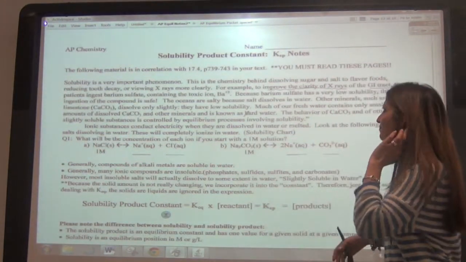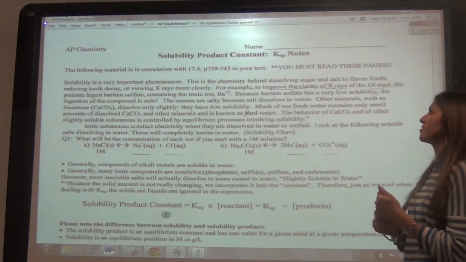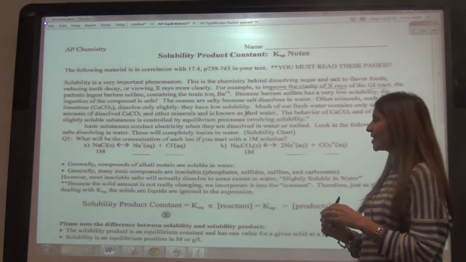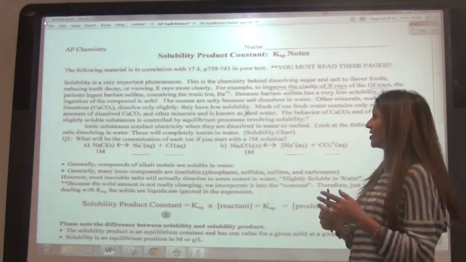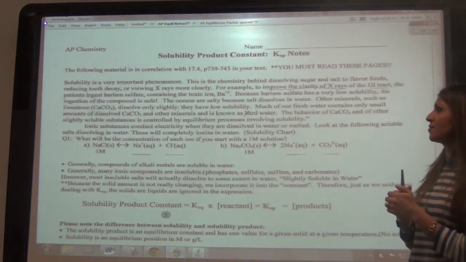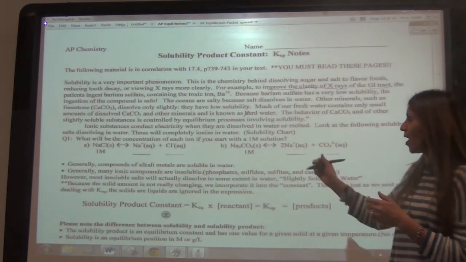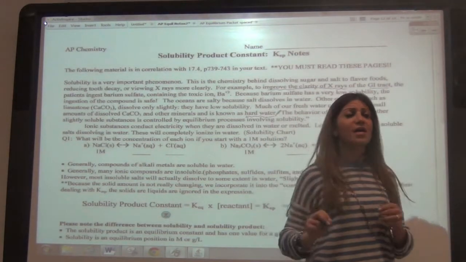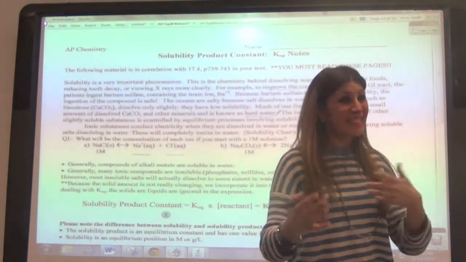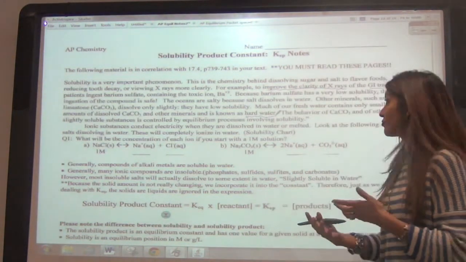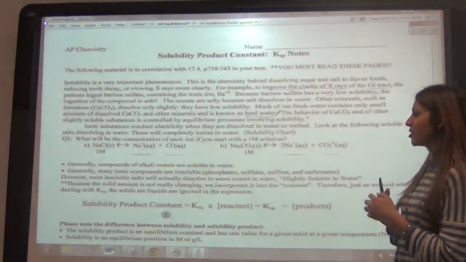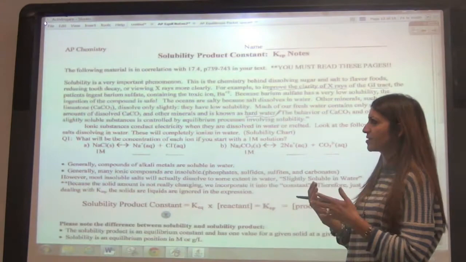The oceans are salty because salt dissolves in water. Other minerals such as limestone dissolve only slightly, and they have low solubility, so they're not dissolving as much. Much of our fresh water contains only small amounts of dissolved calcium carbonate and other minerals and is known as hard water. We've heard of that before, and that's something you're going to be testing in this inquiry lab, this idea of hard water and really researching that. The behavior of CaCO3 and of other slightly soluble substances is controlled by equilibrium processes involving solubility.